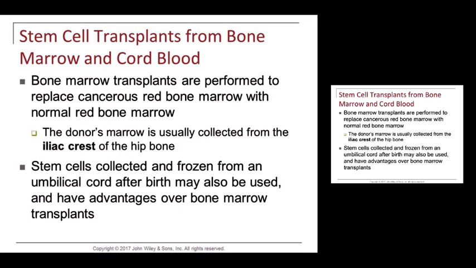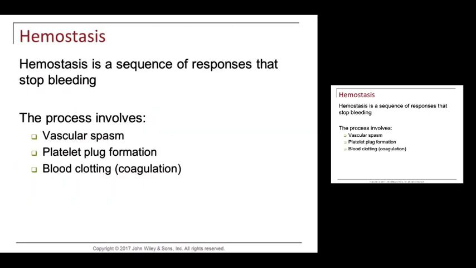Bone marrow transplants are preferred to replace cancerous red bone marrow with normal red bone marrow, and the donor marrow is usually collected from the top of the hip bone, the iliac crest. Stem cells are collected and frozen from an umbilical cord after birth, and that also can be used, and it can have its advantages over the bone marrow transplants. The stem cell collection from the umbilical cord is non-painful. The iliac crest biopsy or doing that transplant can be somewhat uncomfortable.